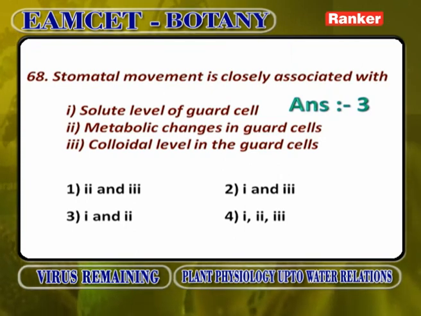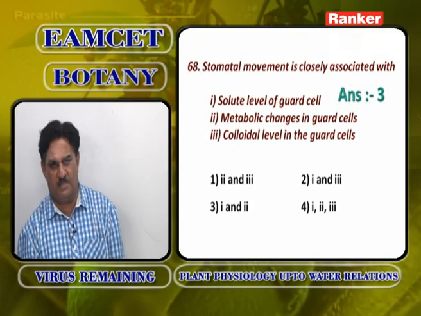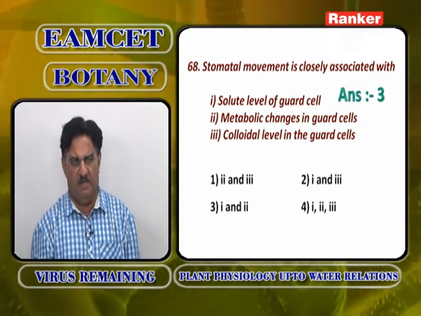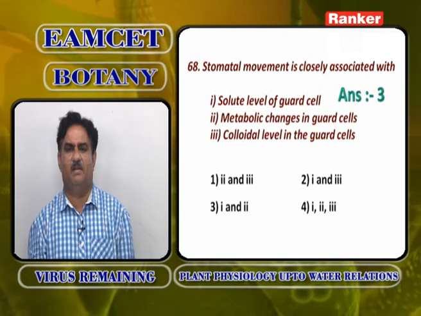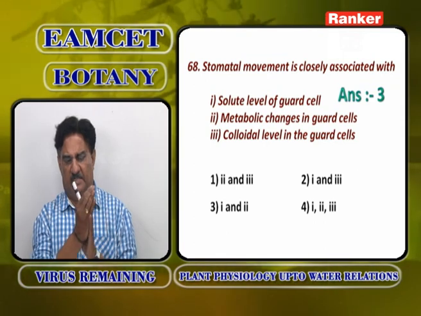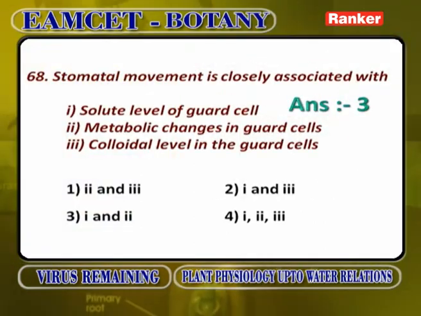Metabolic changes in guard cells. What are metabolic changes in guard cells? Protons moving out actively, K plus and Cl minus moving in passively, malic acid coming inside and converting into malate ions and H plus ions. All these are metabolic changes. So, answer is 1 and 2. Solute levels of guard cells and metabolic changes in guard cells ultimately help in stomatal movements.